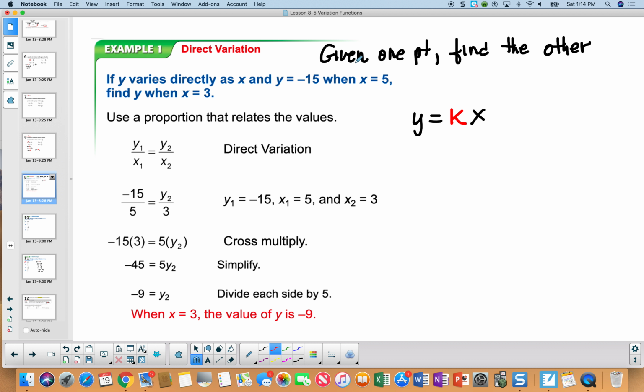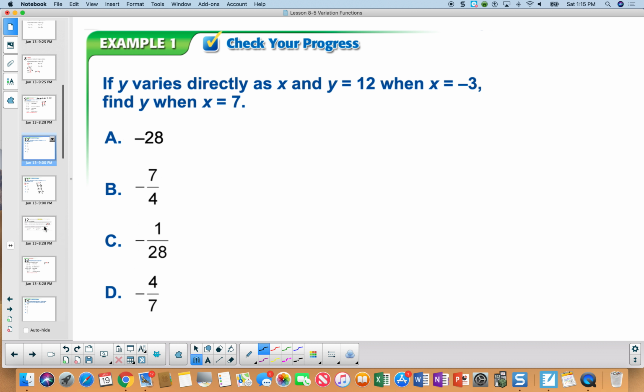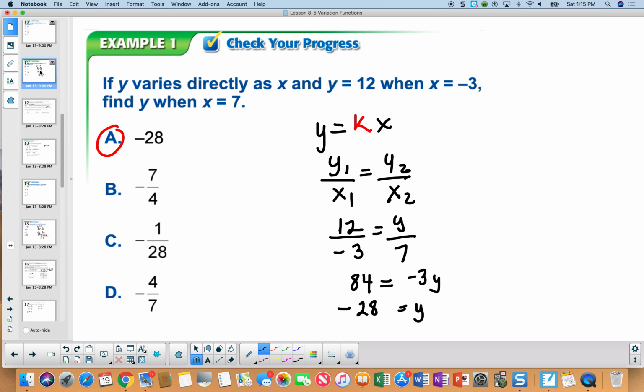Let's take a look at a direct variation where you're given one point and you want to find another. So again, we have a direct variation: y varies directly as x. I am going to divide both sides by x. And so now I get my constant equals y over x. So I'm going to substitute one point, y over x, another point, y over x, which I've done here, cross multiply, simplify, and then find your answer. So the answer to the question is when x is equal to 3, the value is -9. Your turn. And here's the answer.